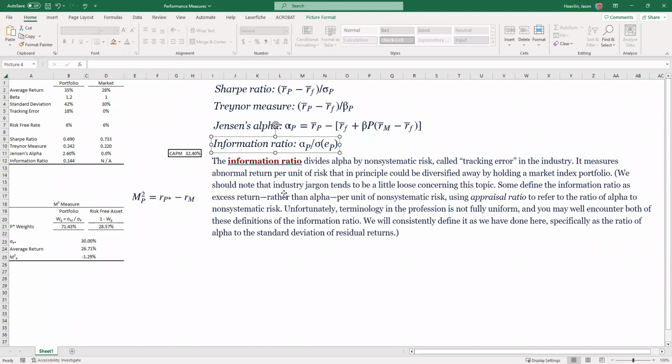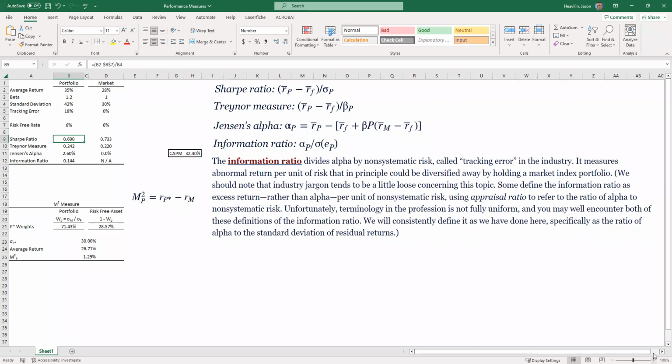Information ratio. I strongly suggest you read this paragraph, also found in the textbook, but it's what we call a tracking error. It gives you some information regarding the alpha of the portfolio, in this case Jensen's alpha. We're literally talking about Jensen's alpha divided by the tracking error that you see here. And it gives you a piece of information there. And yes, the higher the number, the better. So we'll discuss these now in calculation.